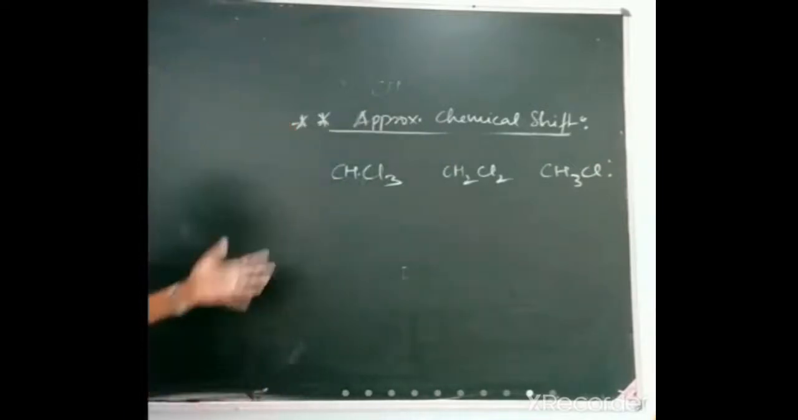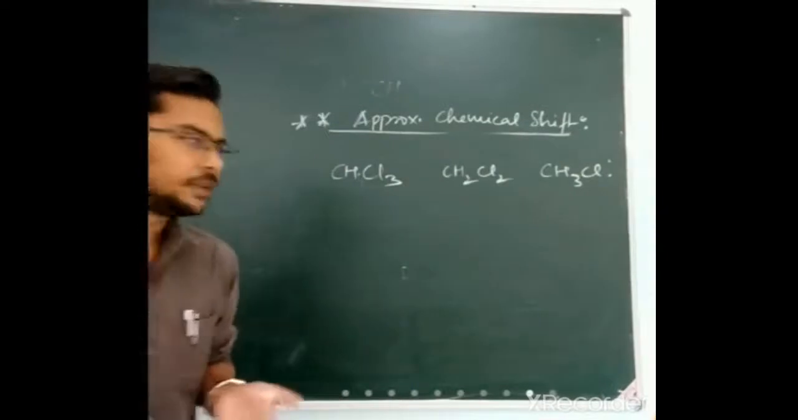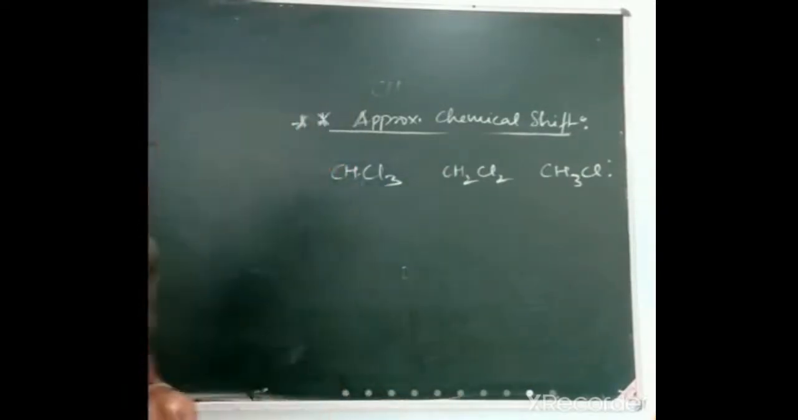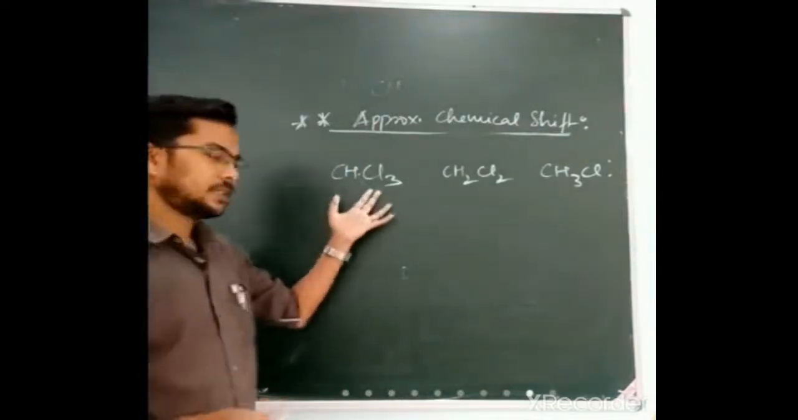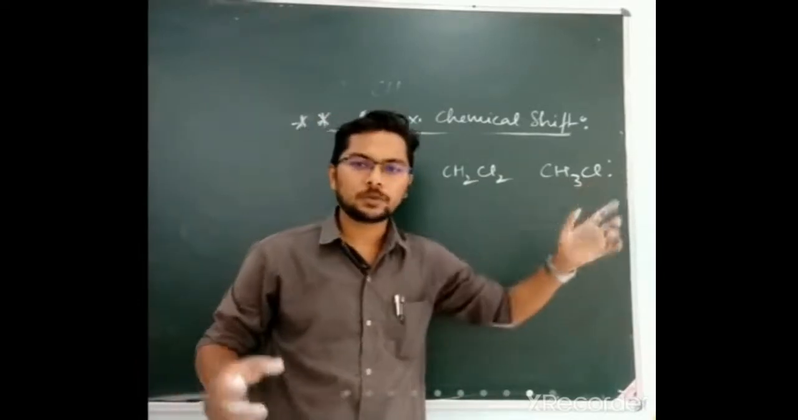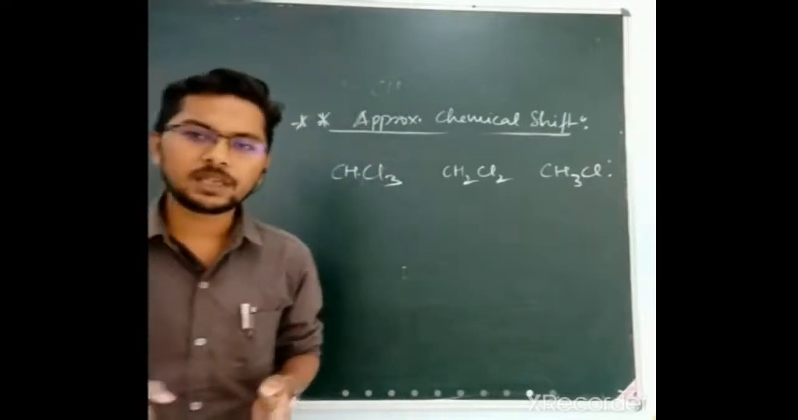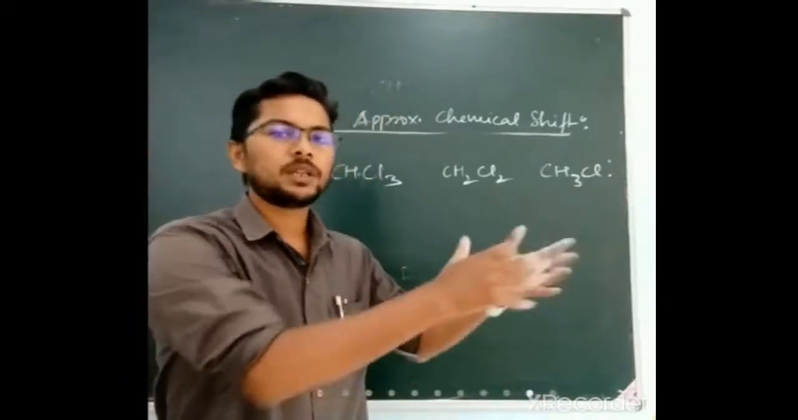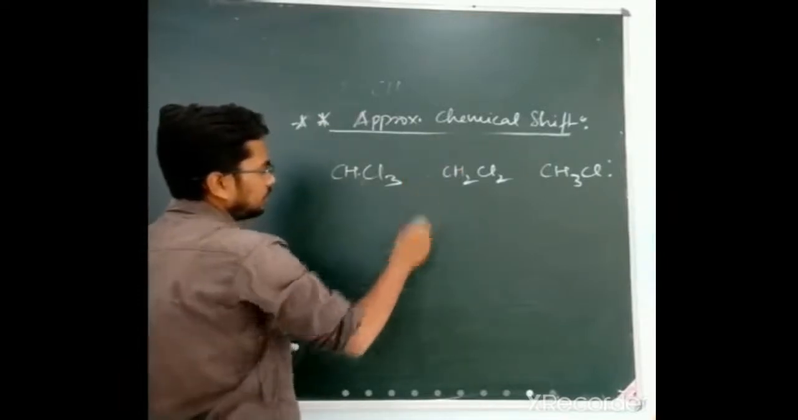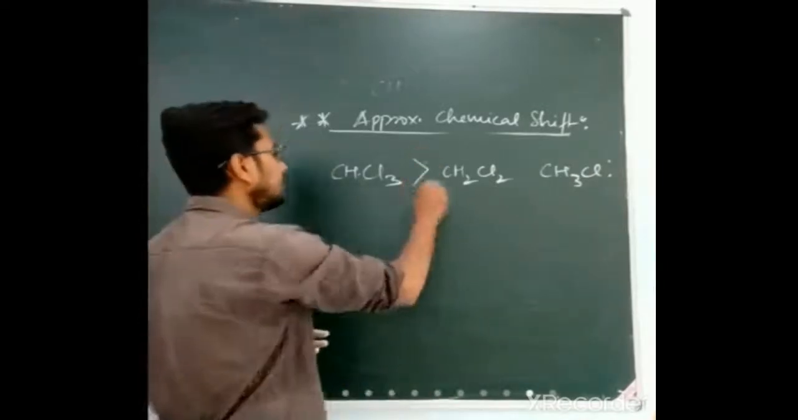Just see, this kind of question may appear in your question paper. Arrange these in order of their increasing delta values. Now if you see, this has 3 chlorine atoms, this has 2 chlorine atoms, and this has only 1 chlorine atom. The more the number of electronegative atoms, the more the deshielding of the proton, and that's why it will be more in the downfield. So this will come in the downfield. So this will be higher, this will be lower.